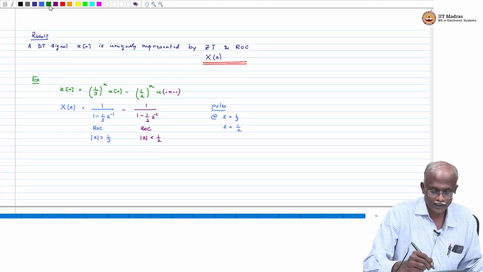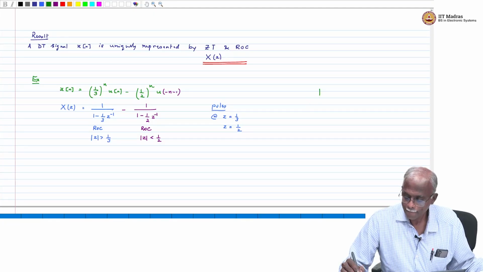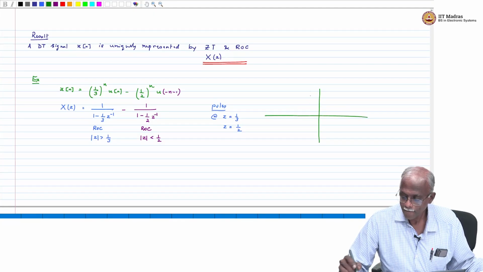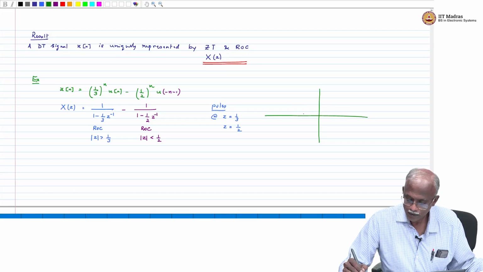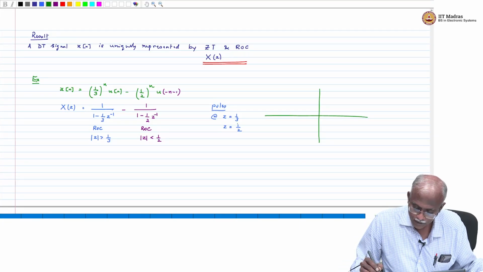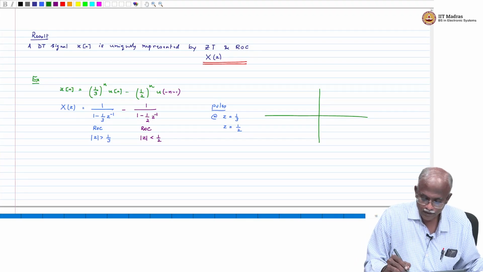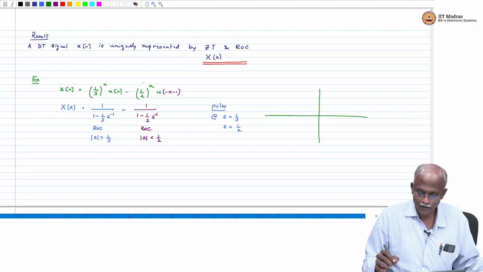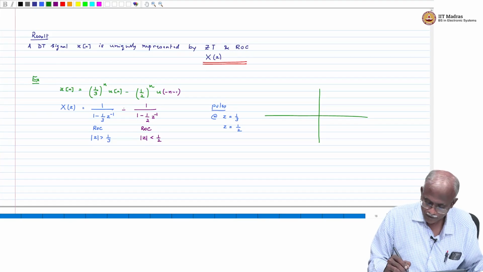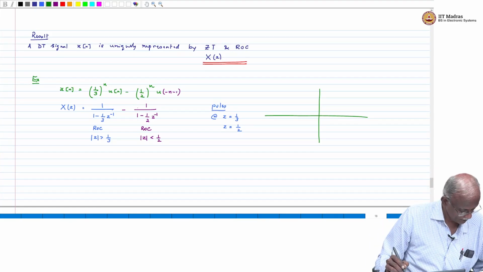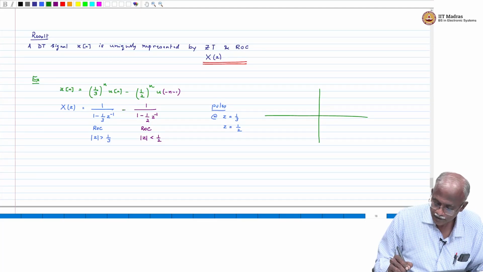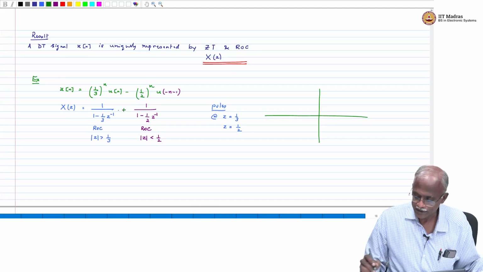Okay, so let's sketch it. That should be plus, right? I'm sorry? That should be plus, right? X of z, there's a minus sign here, because minus of a raised to n u. Yes, let me see. Correct. There should be a plus sign.